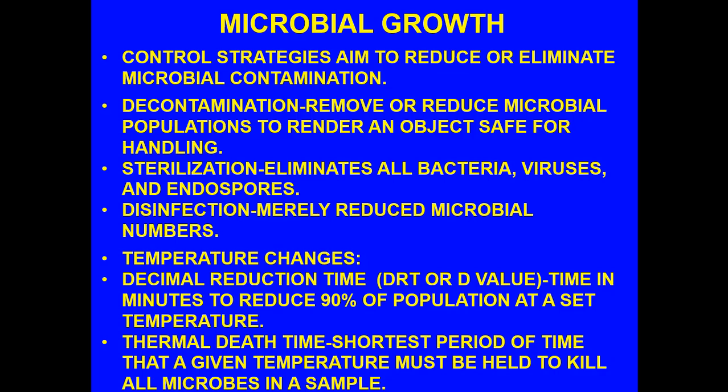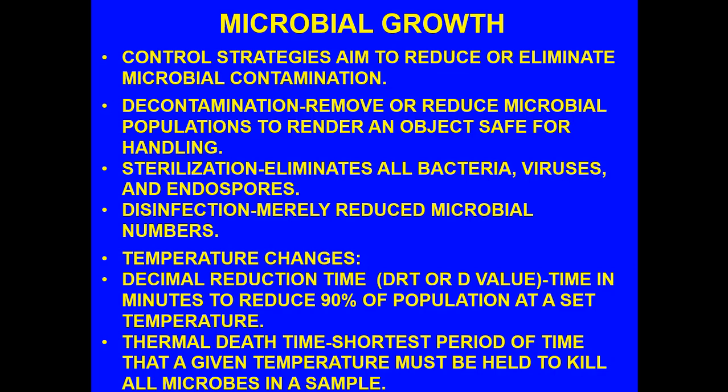Now, a variety of approaches. Temperature changes. We have to keep mindful of the decimal reduction time. This is known as DRT or D value, the time in minutes to reduce 90% of the population at a set temperature. Terminal death time is the shortest period of time that a given temperature must be held to kill all microbes in a sample. Let me give you a couple of points here. D values are big in the canning industry. Everything from your canned fruits and vegetables, your canned meats, and everything else.